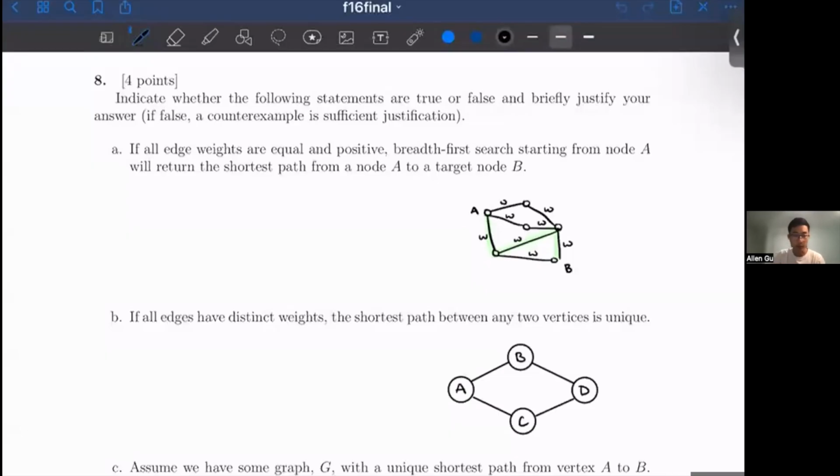Right, so in this video, we're going to be covering question 8 of the Fall 2016 final. The question asks you to indicate whether the following statements are true or false and briefly justify your answer. If false, a counterexample is also sufficient justification.